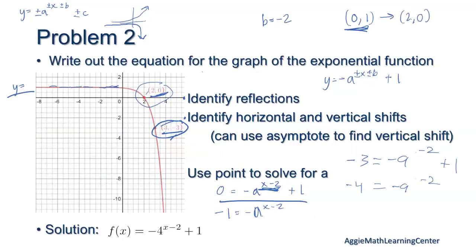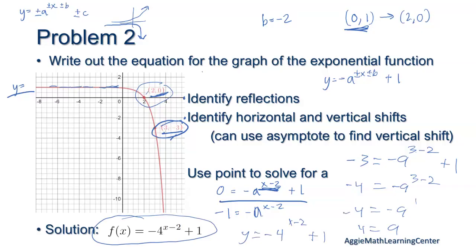Wow, this really likes to switch, doesn't it? So that's 3 minus 2, because that's our x value at that point. And so then you have -4 equals -a to the first power. And so if you subtract or divide by -1, you're left with 4 equals a. So if we plug that all back in, you know that y equals -a, which is 4, to the x minus 2 plus 1, which is what you can see as the solution right there.